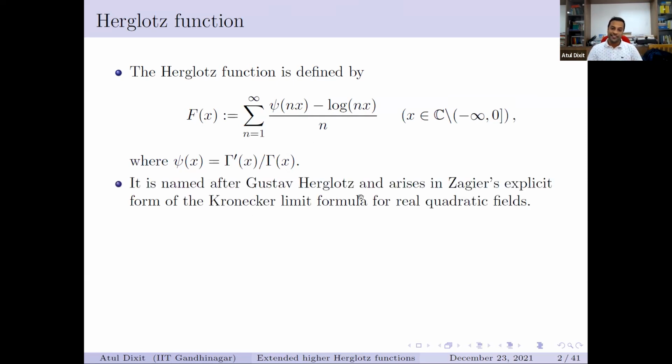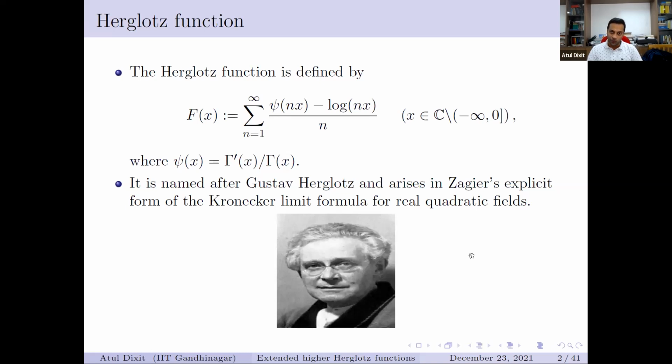It is named after Gustav Herglotz, a Czech mathematician who worked in Germany at Leipzig. And it arises in Don Zagier's explicit form of the Kronecker limit formula for real quadratic fields. So here is a photograph of Gustav Herglotz. Actually, the function that Herglotz studied is slightly different from what Zagier encountered in his work on the Kronecker limit formula. However, he named it after Herglotz. So sometimes it's also called the Herglotz-Zagier function.